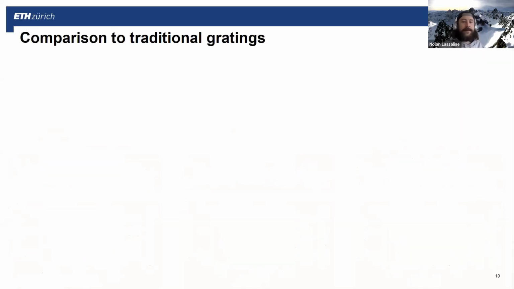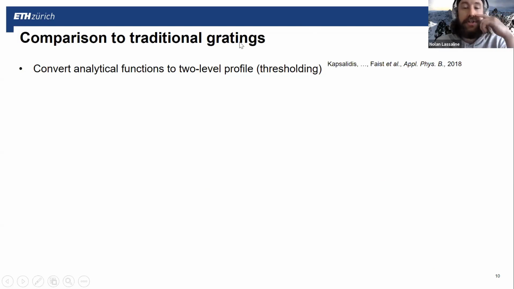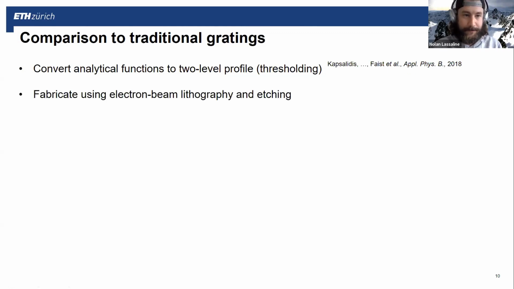And at this point, you may be wondering how these wavy surfaces compare to what people have been doing with more traditional methods. Just to show an example, if we take these analytical functions from the previous slide and convert them to a two-level profile with a thresholding procedure, this is not some random approach. It is actually being used in very modern laser designs, and this one here is from Jerome Faist's group at ETH, a notable laser group. This is how they actually make some of their complex diffractive surfaces.